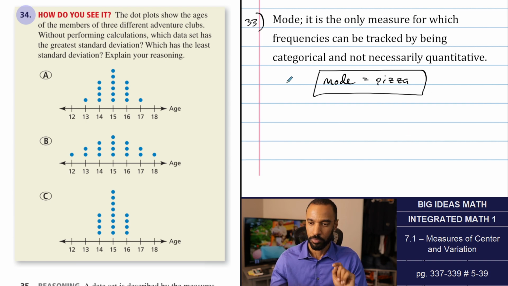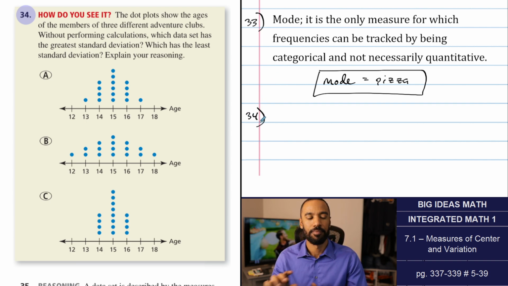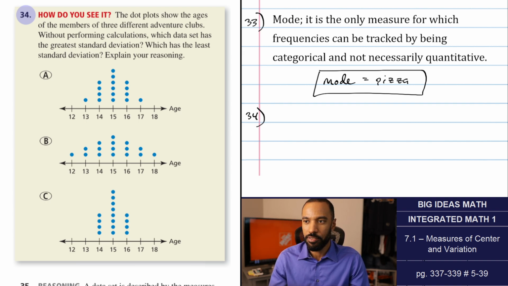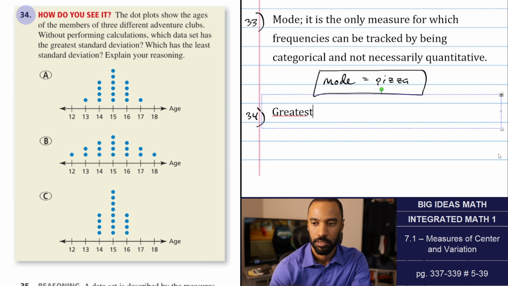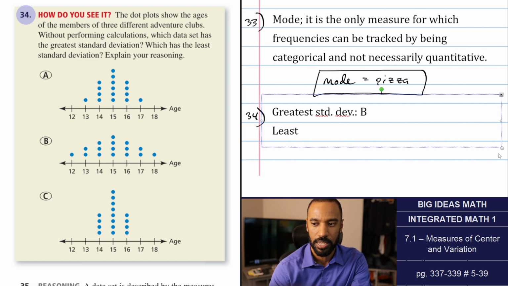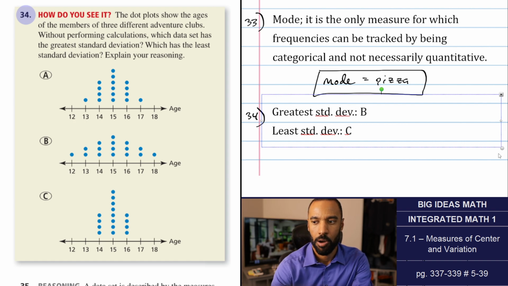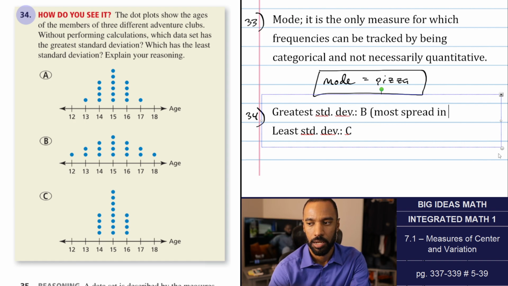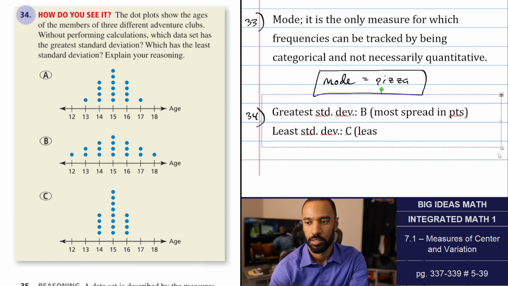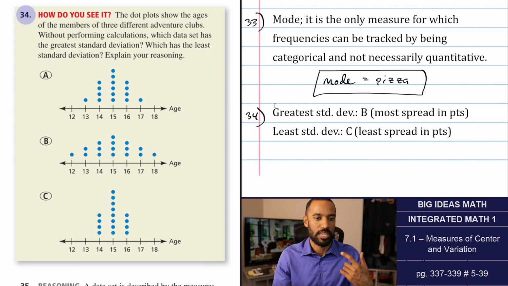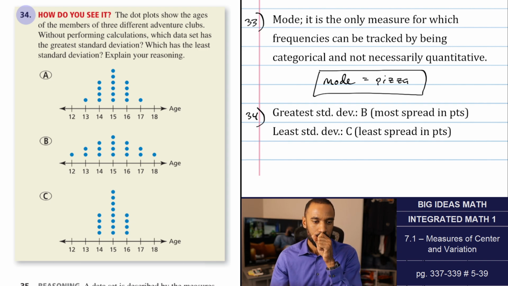So, number 34, how do I see it? Greatest standard deviation is graph B. Least is graph C. Most spread in points and least spread in points. That's a smaller way of me saying what I stated in full out loud.